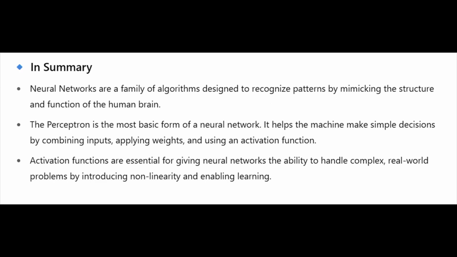In summary, neural networks are a family of algorithms designed to recognize patterns by mimicking the structure and function of the human brain. The perceptron is the most basic form of a neural network. It helps the machine make simple decisions by combining inputs, applying weights, and using an activation function. Activation functions are essential for giving neural networks the ability to handle complex, real-world problems by introducing nonlinearity and enabling learning.